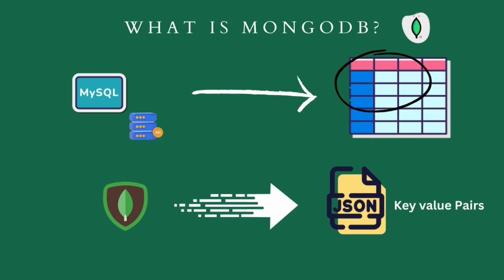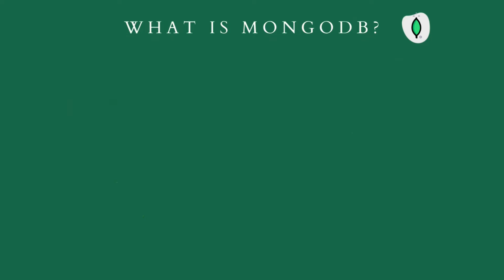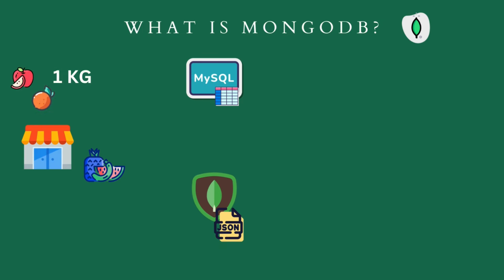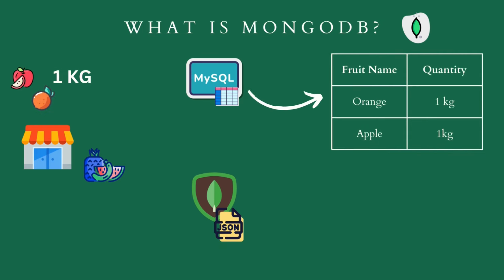Let us understand with an example. Let us assume you have a fruit store. You need to keep track of every fruit you bought and sold to the customer. If you are using MySQL, you need to store in tables, and if you are using MongoDB, you can store it directly. For simplicity, let us assume you have bought 1 kg of apple and 1 kg of orange. In MySQL, it will be stored like this. In MongoDB, it will be stored in key value pairs.